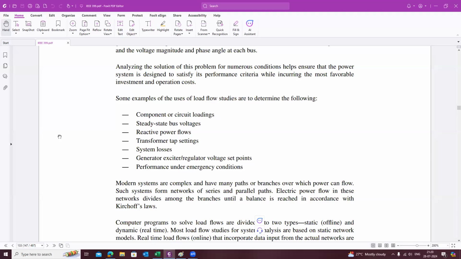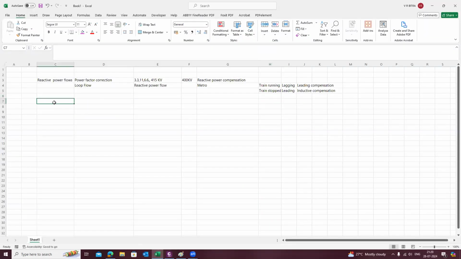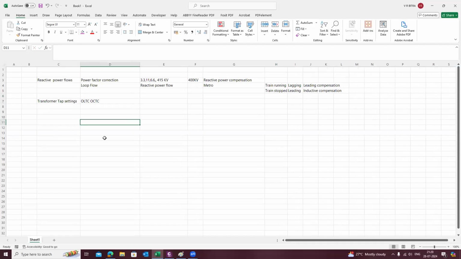Next, we will move on to defining the transformer tap settings. You need to identify whether an on-load tap changer is needed or an off-load tap changer is sufficient. If you find OLTC is needed, then what is the maximum tap and what is the minimum tap that is required? You need to determine both.